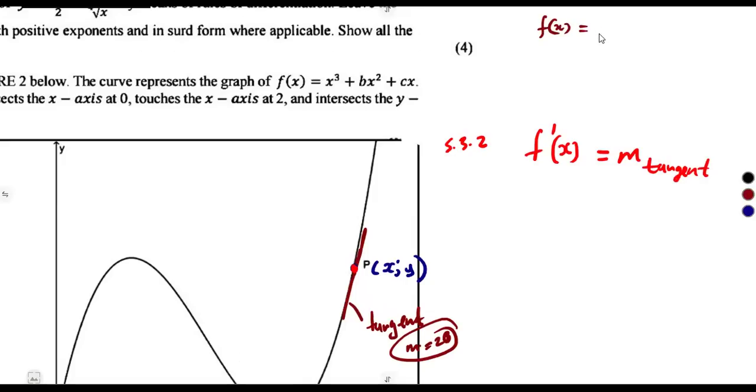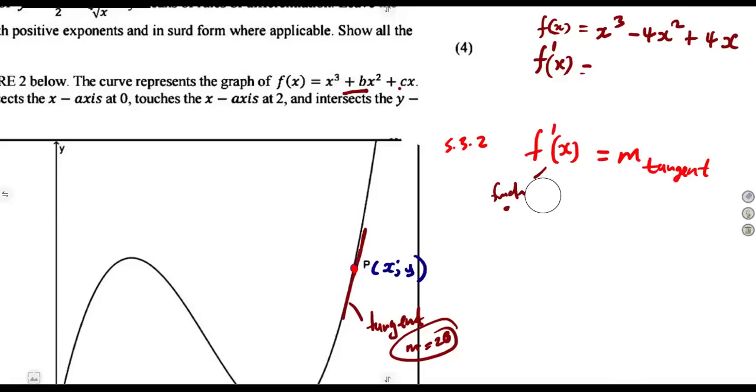Remember, f of x is equal to x cubed plus b x squared, and we calculated our b. They said b is -4, so it was -4x squared. Our c, we calculated this one. It was +4, that's 4x like this. So we can determine the gradient, the first derivative with respect to x of the function. This is from the function, and this is from the tangent. Function and a tangent.